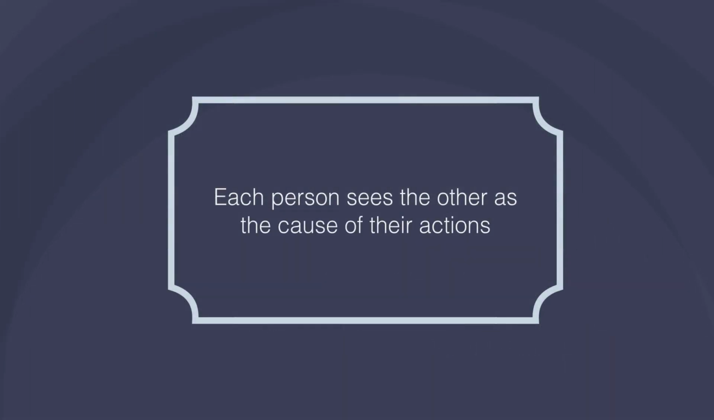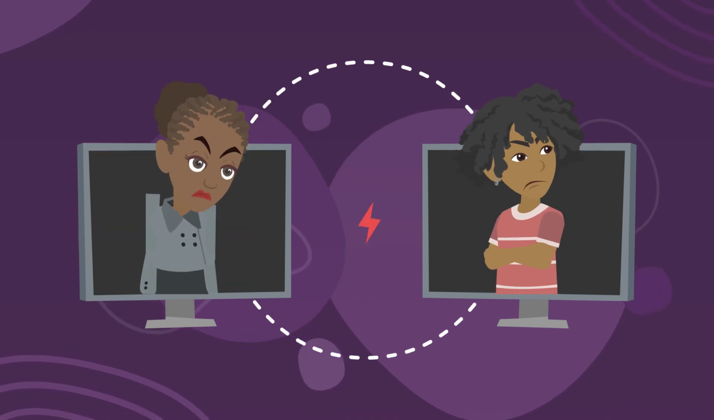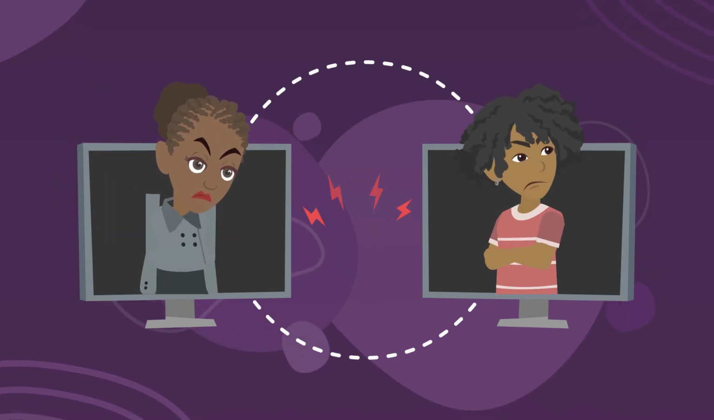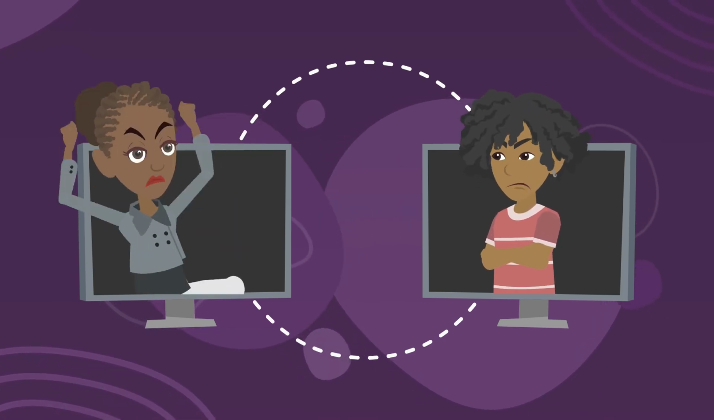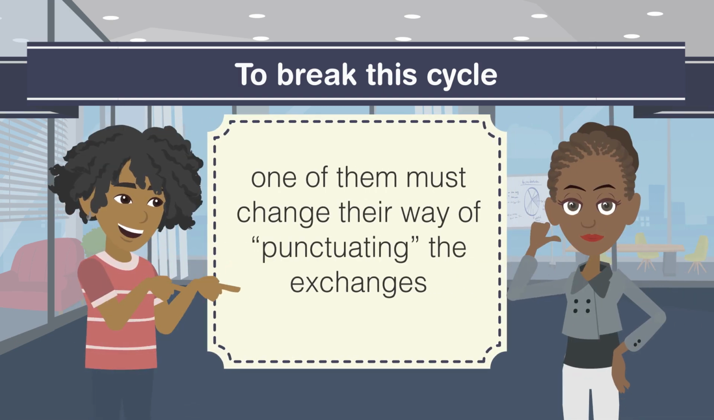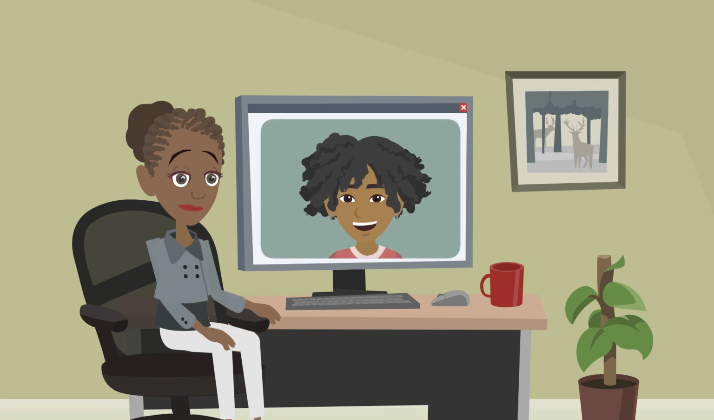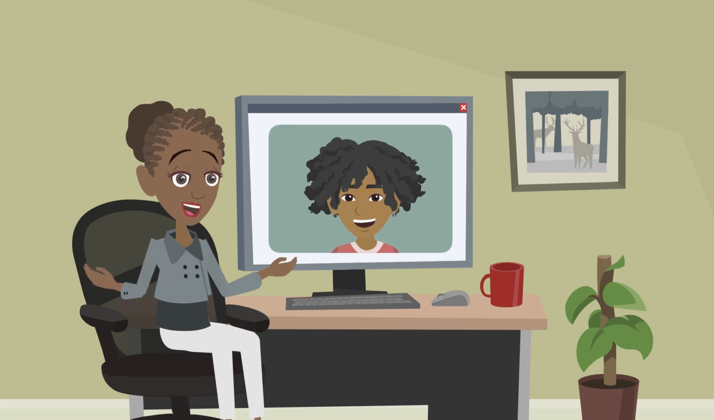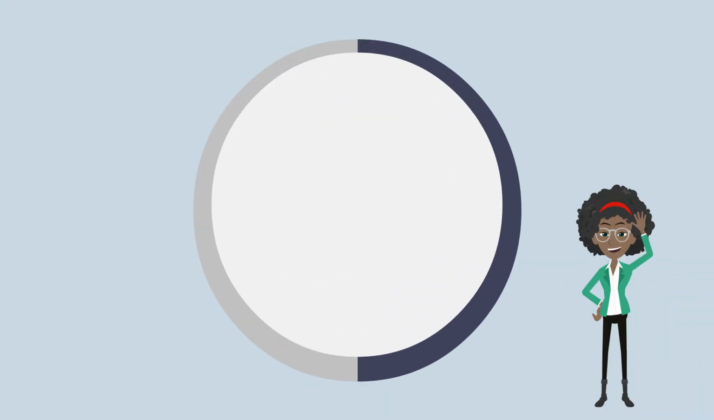Key takeaway. The result of this type of communication is that each person sees the other as the cause of their actions, reinforcing a negative cycle where both parties' behaviors are sustained by their own perceptions. To break this cycle, one of them must change their way of punctuating the exchanges. In this example, either party could directly address the issue of trust and autonomy, rather than reacting automatically to the other. This concludes this week's Training Minute.